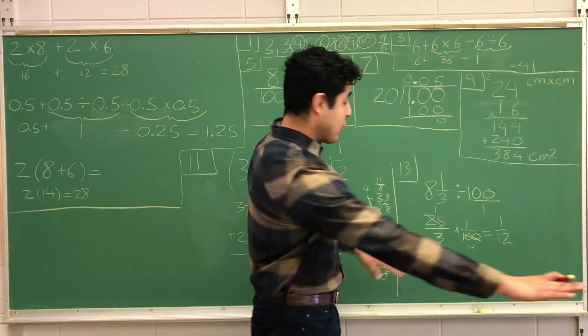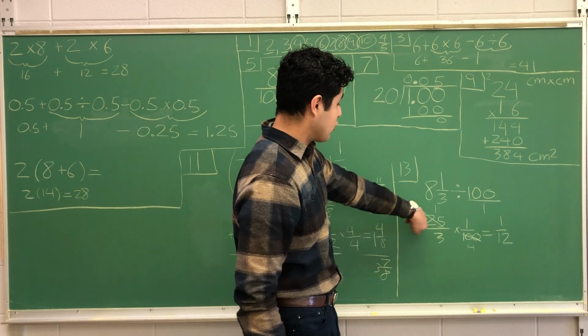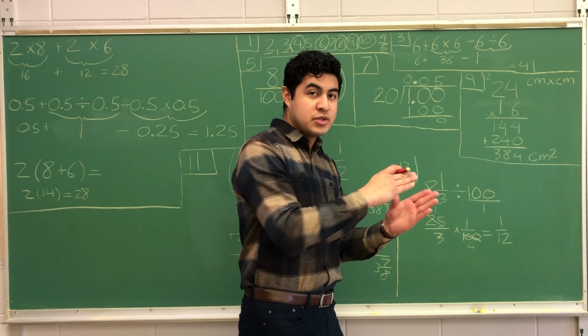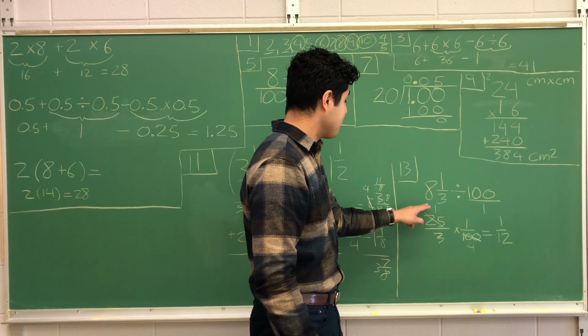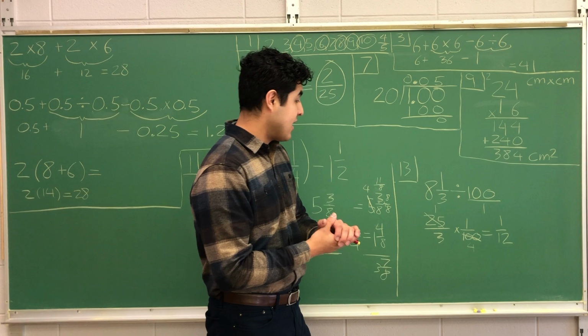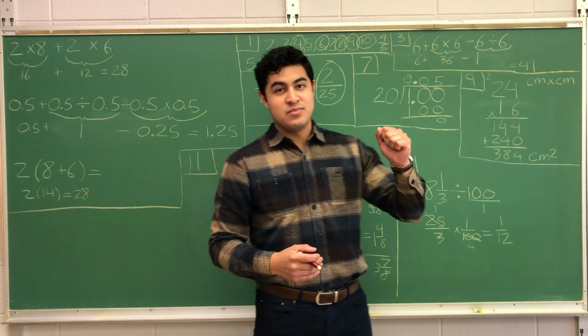But what I did is I went ahead and canceled it out because I know that 25 goes into 100 4 times. So now instead of reducing, I can just cancel it out here. 1 times 1 is 1, 3 times 4 is 12. And that is the final answer to number 13, 1/12.